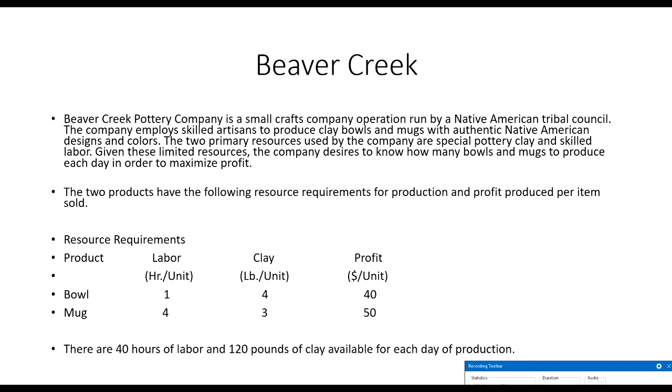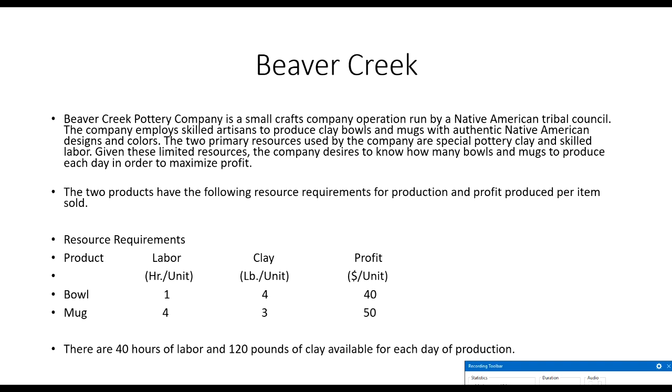To quickly review, they make two products, clay bowls and clay mugs. Those products are special because they're decorated with Native American designs and colors. They use two primary resources, special pottery clay and skilled labor. Given their limited resources, the company wants to know how many bowls and mugs they should produce each day in order to maximize profit.